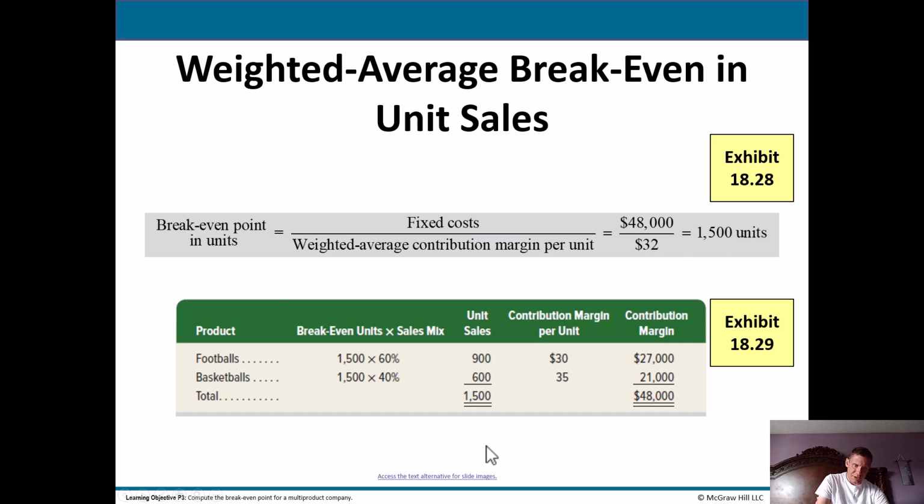Now, it's about to be explained in the table below, but you might be looking at that 1,500 units and saying, okay, well, they're selling two different things, so I need to know how much of each to sell. And hey presto, we're going to sell 1,500 times 60%, so we're going to sell 900 footballs, and then 1,500 times 40%, 600 basketballs.